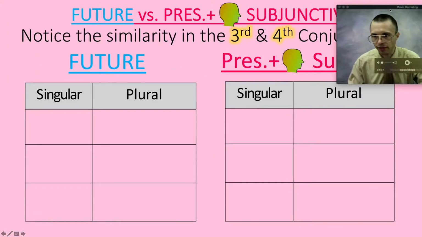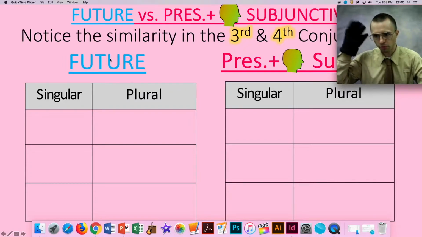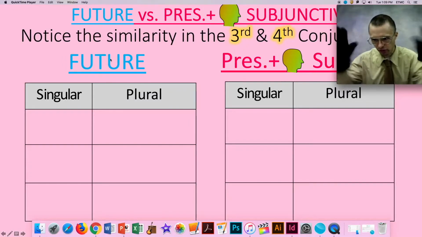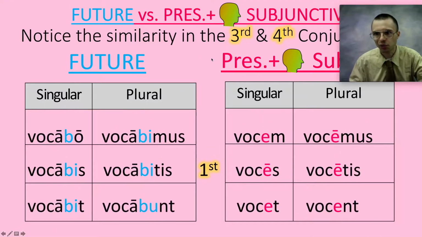All right, so let's compare these now. I want to compare this new tense, the present forward-looking subjunctive, to the future, so that you make the connection in your mind where these two are similar and where they're not. So we're going to go conjugation by conjugation. First conjugation has no similarities. The future with bi is very different from the present forward-looking subjunctive.